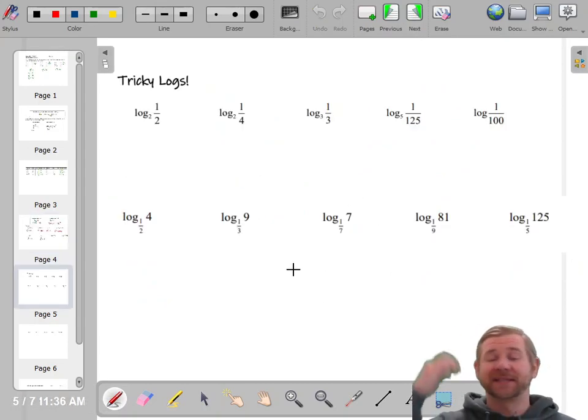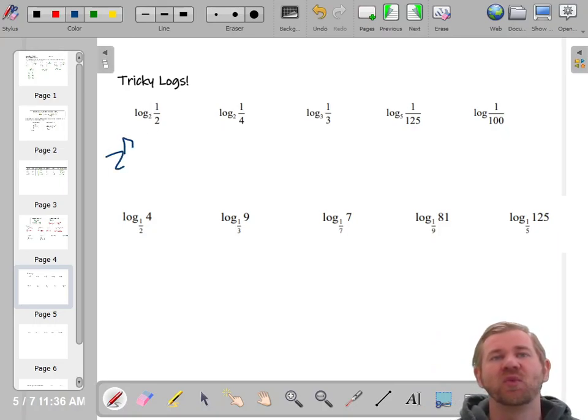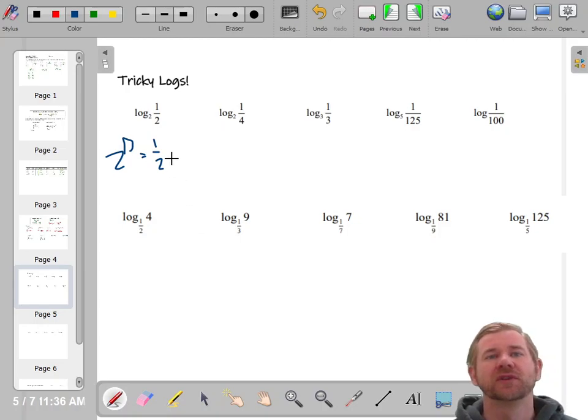Now, you can start to make this tricky when you get to negatives and fractions. So these are going to be negatives because 2 to what power is 1 over 2? Remember, 2 in the denominator means 2 to the negative first. So the base 2 log of 1/2 is negative 1. 2 to what power is 1 over 4? That's 2 to the negative second. So the answer is negative 2.